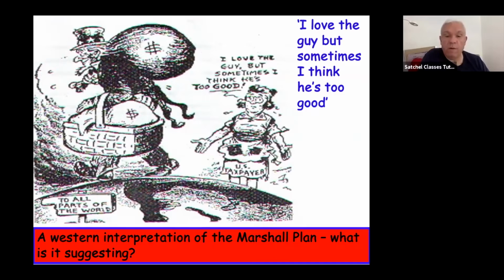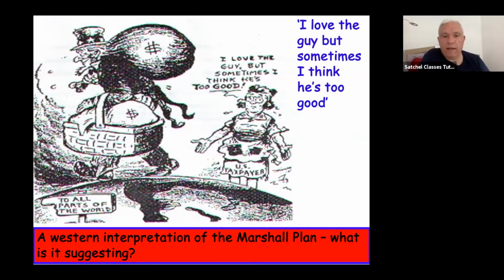But a lot of people still saw it as, hang on a minute, you're helping the rest of the world, not us. As you see, that cartoon is the US taxpayer. That woman represents the taxpayer. It's American tax dollars being spent around the world, not in America. And you see this with even Trump today. He's more of an isolationist. He should look after America first.